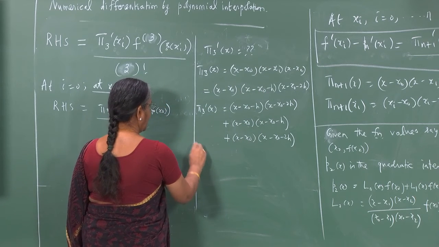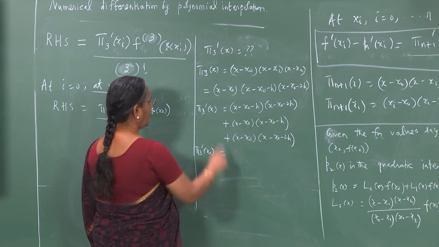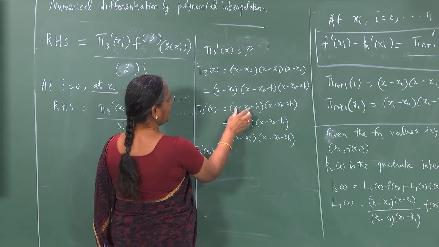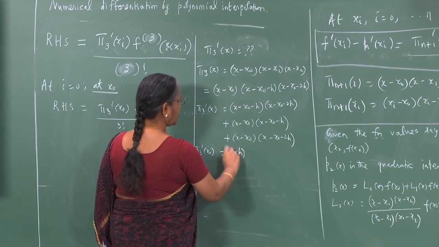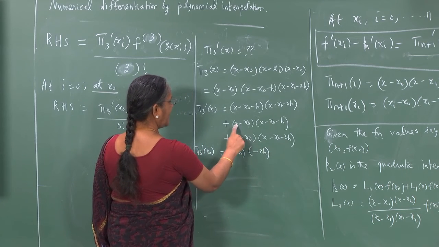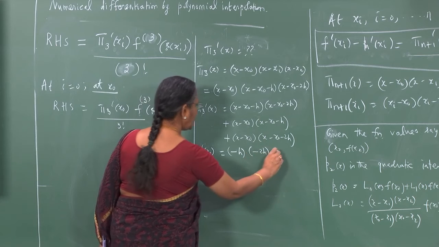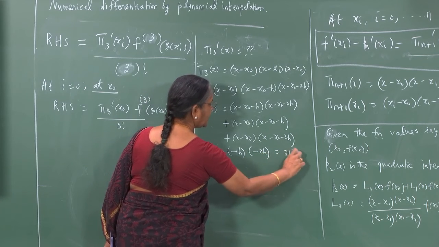So, we evaluate this at x naught. So, when x is x naught, you get minus h into minus 2h. From here, when x is x naught, this is 0, x is x naught, this is 0. So, it is simply 2h square.